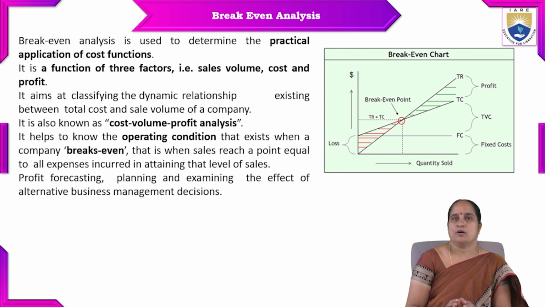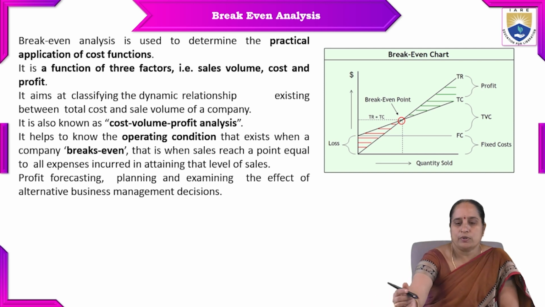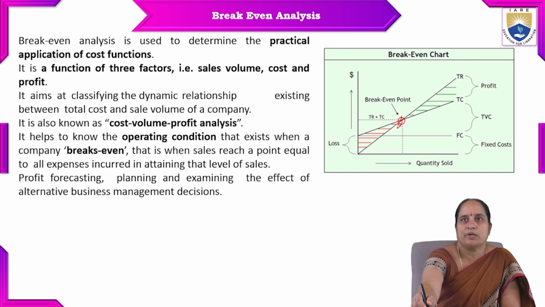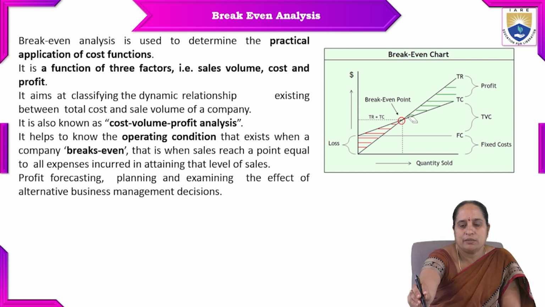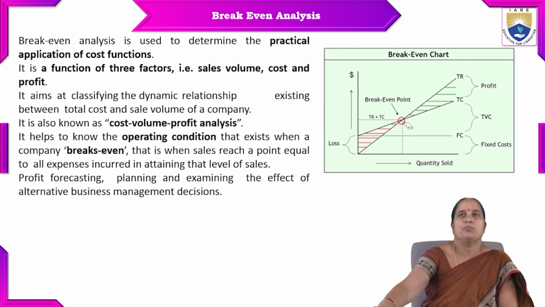It helps to know the operating condition that exists when a company breaks even, when sales reach a point equal to all expenses incurred in attaining that level of sales. In the graph, if you observe, this is the break-even point, where the total revenue is equal to total cost. That point is known as break-even point.